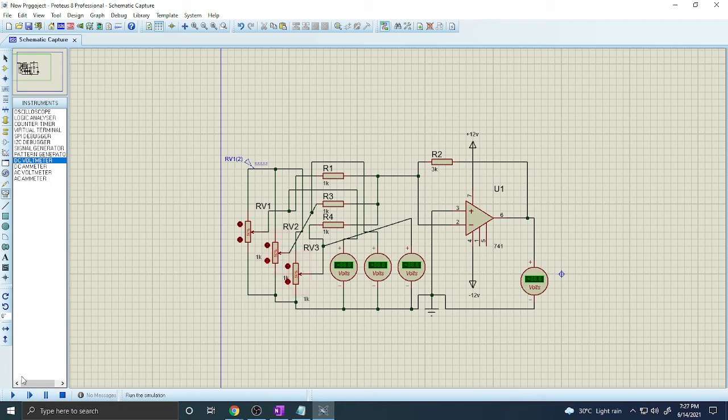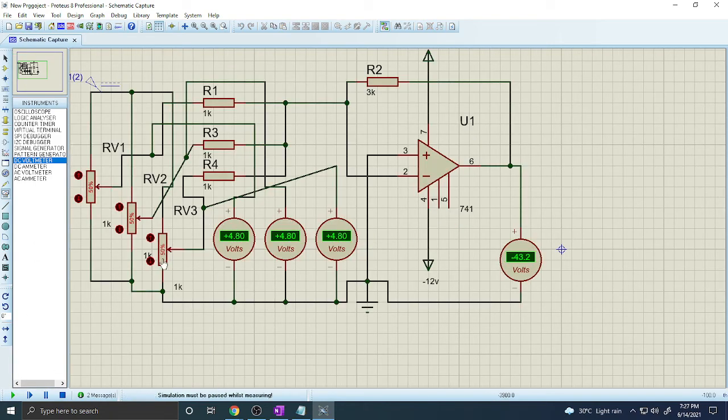Okay, now run the simulation. First save this program. Okay, now run the simulation and see that, and first we decrease the input voltage.